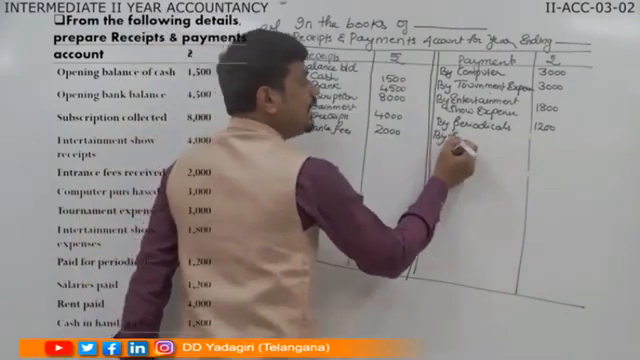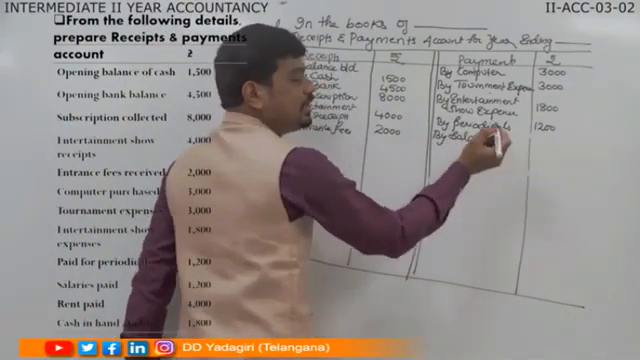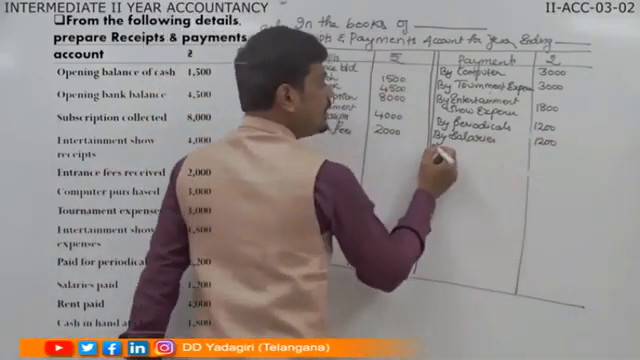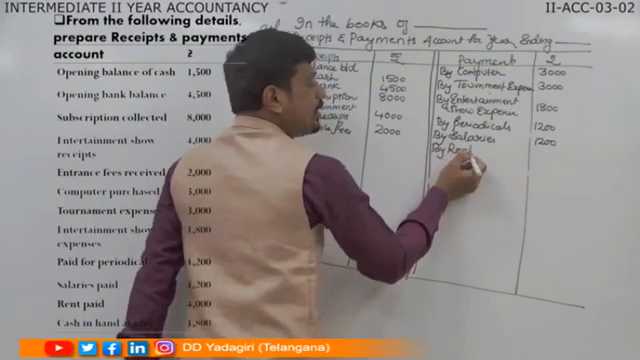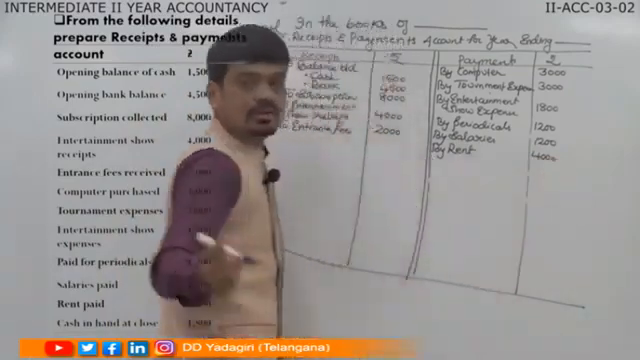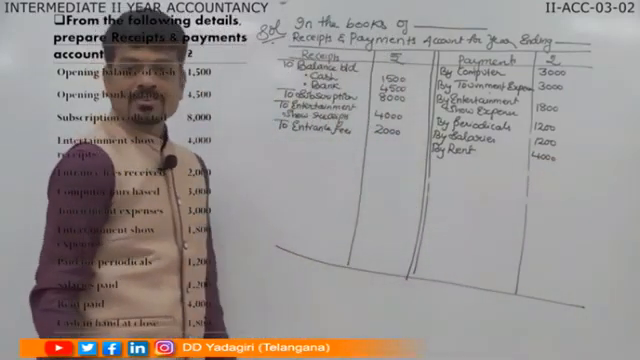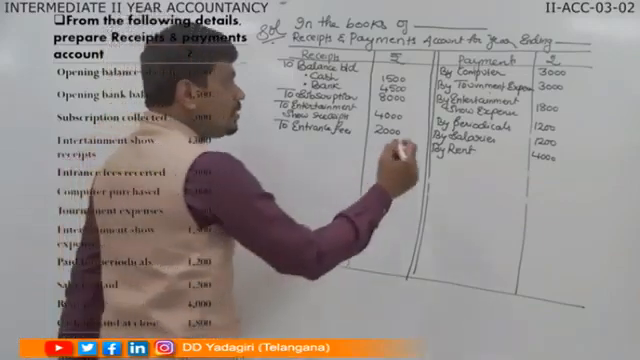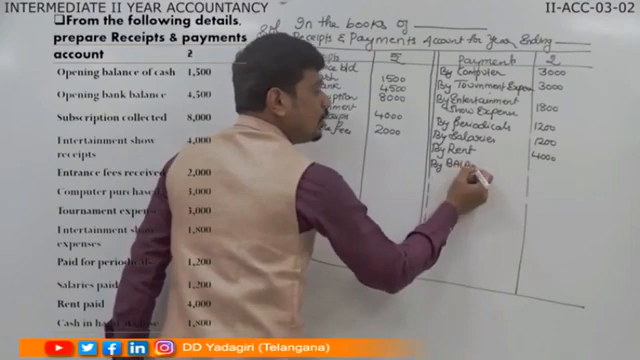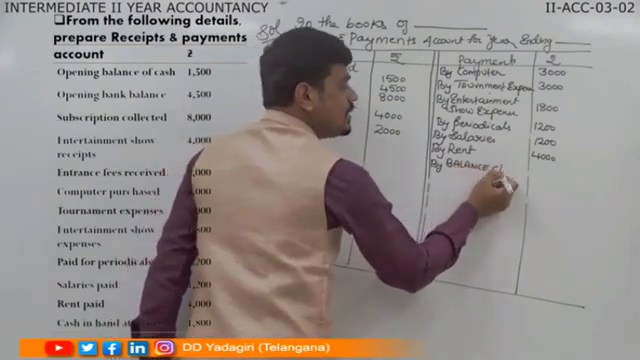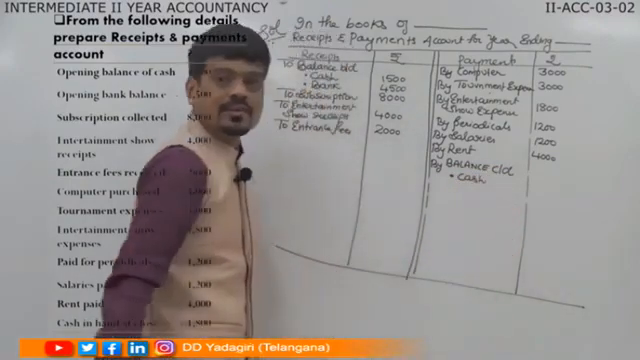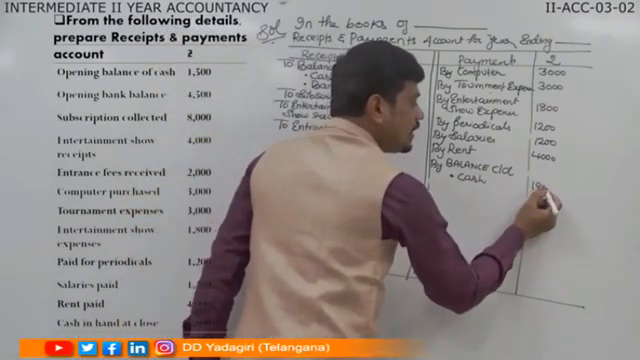Followed by salaries paid. So salaries are again payments. So by salaries amounts to rupees 1200, and rent paid, by rent amounts to rupees 4,000. Then he gave the balance of cash in hand at close. This balance of cash comes as a payment on the credit side, neatly by balance carried down. We'll put one dot and we'll write cash. This is given balance 1800.